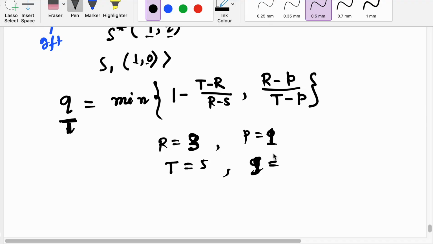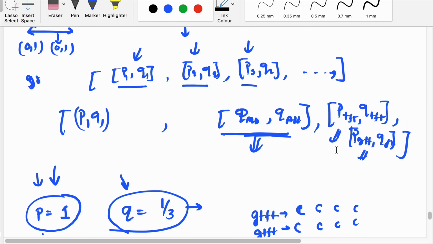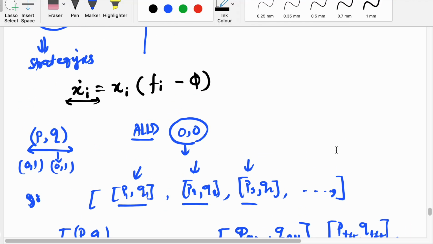s equal to 0, you will get t minus p, r minus p, that will be 2, and t minus p, that will be 5. So one third will be less than that. That's why this one third strategy is the GTFT strategy. That's why it is selected against that. So these are the details of these things.